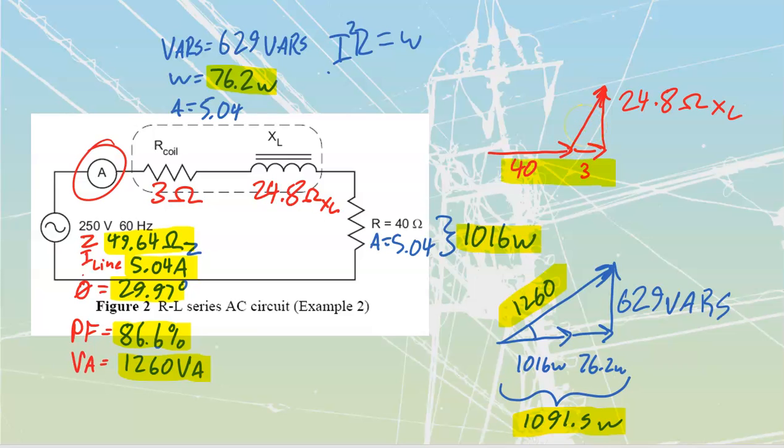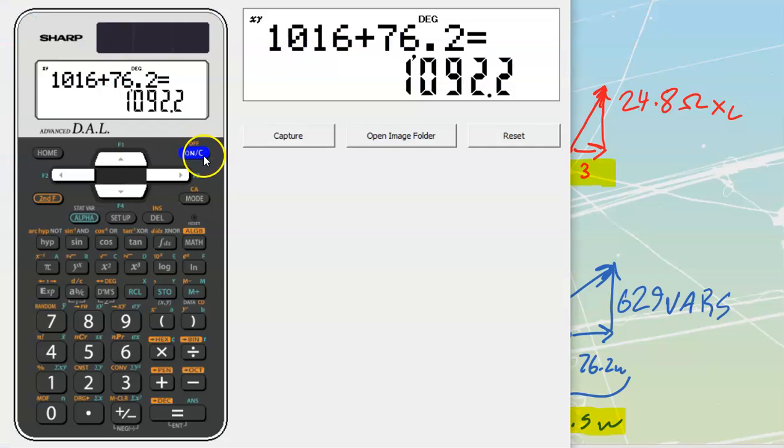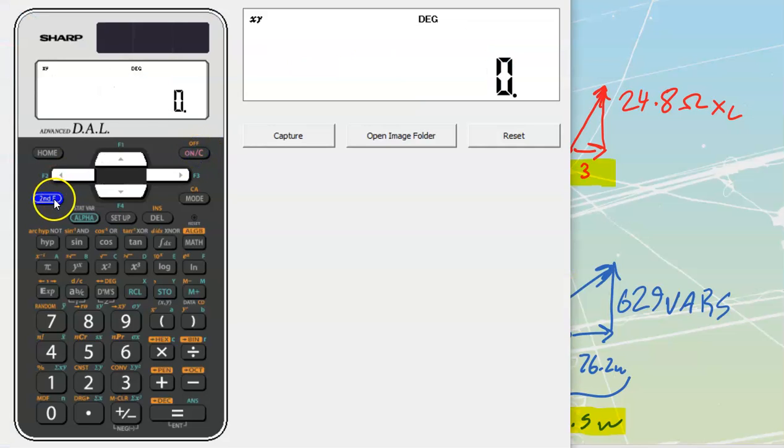Let's take a look at that. We'll just add this value and this value together vectorially to get that phase angle. First of all, I'm going to put myself back into polar mode. And now we're going to take those values.